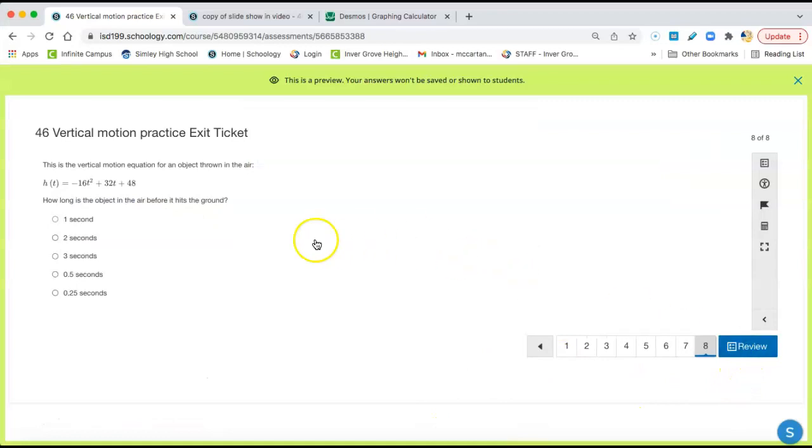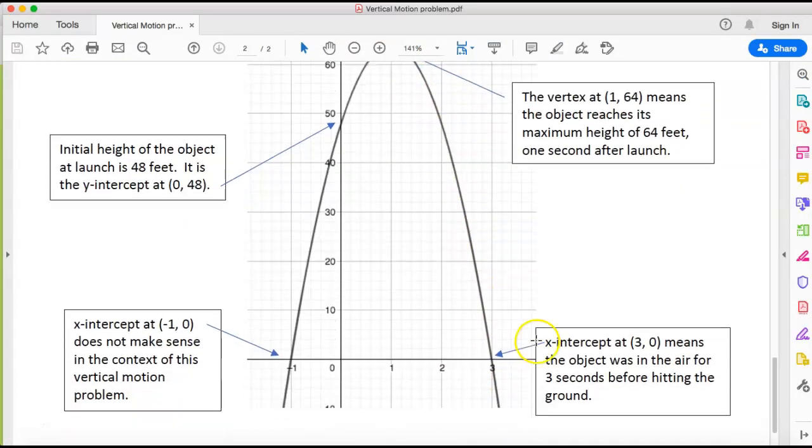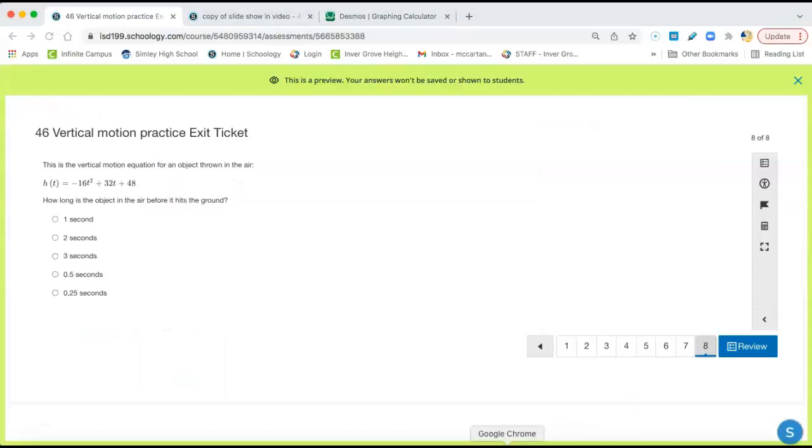Number 8. How long is it in the air before it hits the ground? It comes back down, right there. At 3 means the object was in the air for 3 seconds before hitting the ground. That should help you right there.